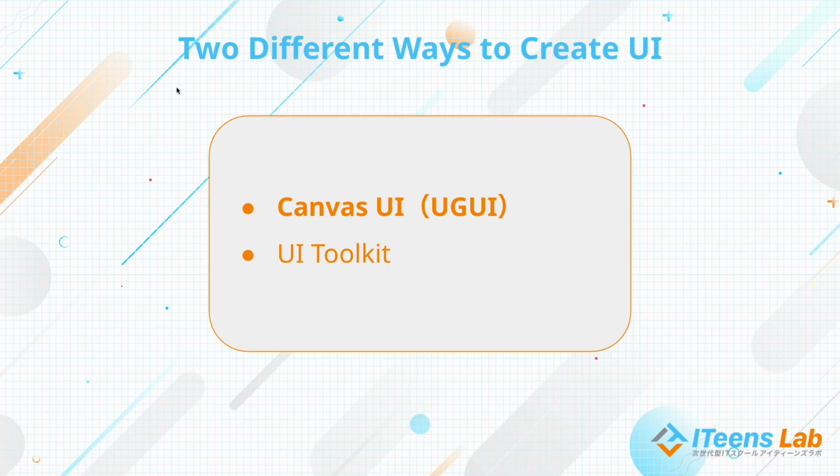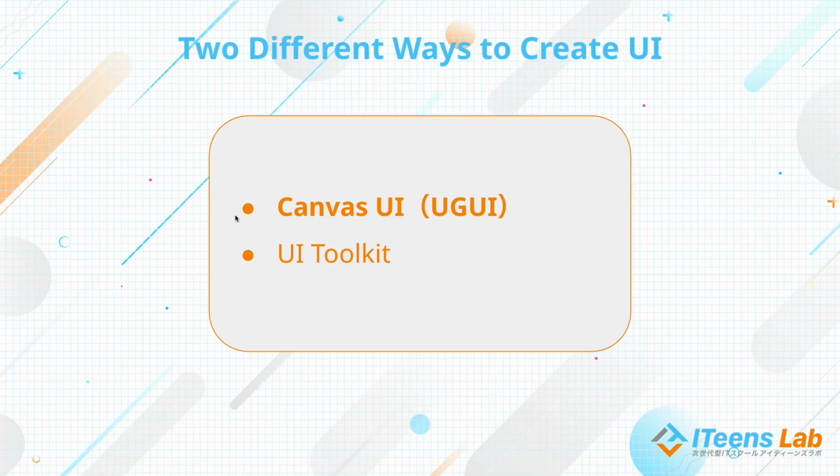Alright, finally, let's take a look at the fact that there are two ways to create UI. So, here as well, there's the Canvas UI, sometimes called UGUI, which is the traditional method, and starting from Unity 6, there's a new feature called UI Toolkit. The same goes here. Basically, for beginners, I recommend sticking with the traditional Canvas UI or UGUI.